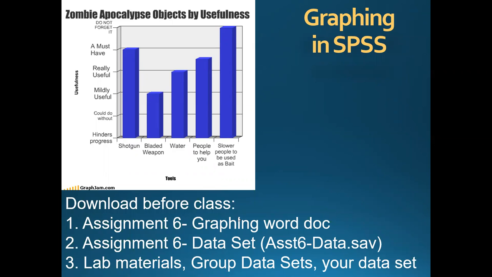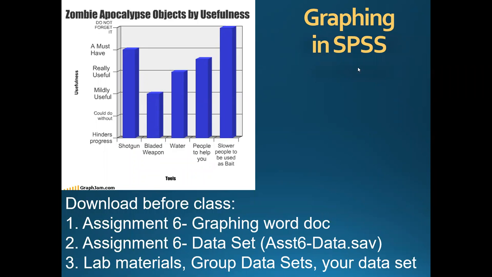Before we get any further, if you haven't already, go to eCampus and download assignment number 6. There are 2 files you're going to need to download. You need the Word document, which is the actual homework assignment, and then the data set, called something like assignment6-data.sav. You need that downloaded as well as your own group's data set, which can be found in lab materials, group data sets, and your data set. You'll also need that for the homework assignment.